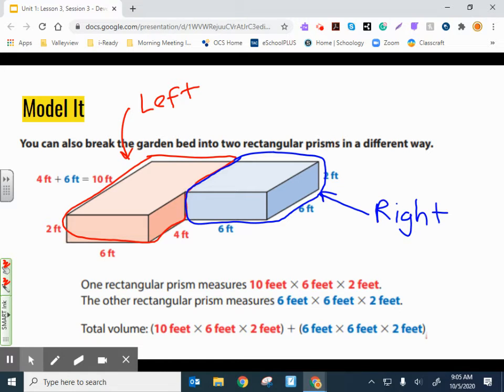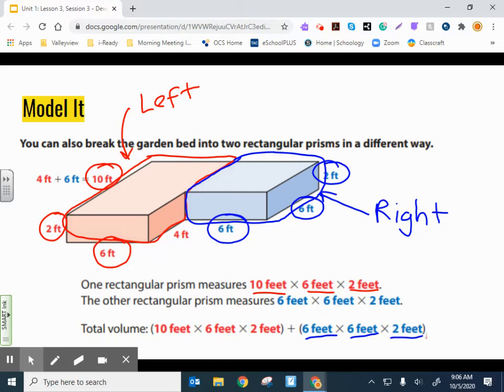So we have our measurements here. We have our 10 feet, we have our 6 feet wide, and then our 2 feet high. So we have 10 by 6 by 2. This right-hand side is a little trickier. We have our 6 feet, and then our 6 feet here, and then our 2 feet right there. 6, 6, and 2.